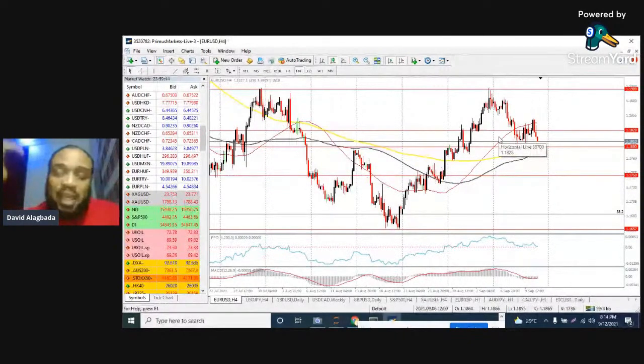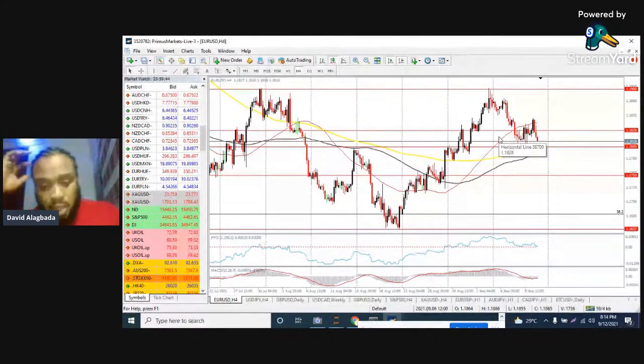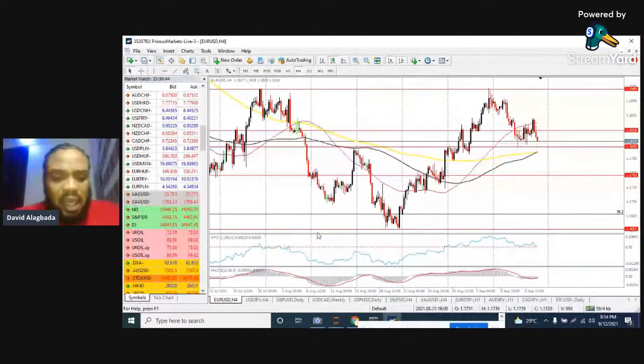So clean breaks are very important. You have to watch out for fake outs. It's very key, and that's something I'm going to be looking at.